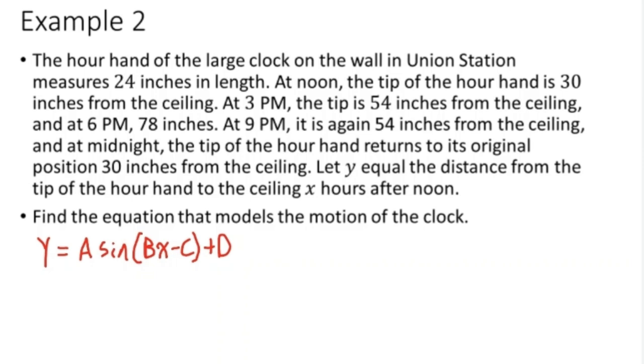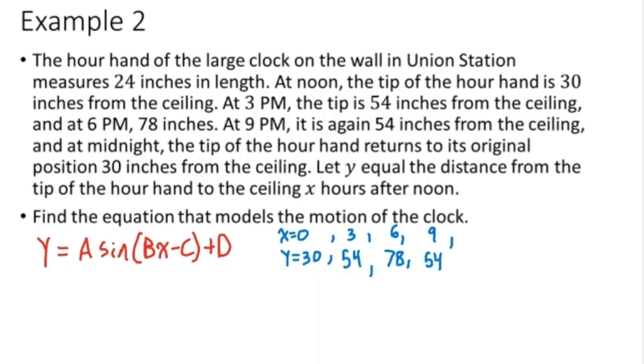Recall that x represents the number of hours after noon. So when x equals 0, we know that y equals 30. At 3 p.m., which would be x equals 3, the tip of our hand would be 54 inches from the ceiling, in which case y is 54. At 6 p.m., which is x equals 6, the tip of our hand is 78 inches from the ceiling. At 9 p.m., which is when x equals 9, the tip of our hand is 54 inches from the ceiling.